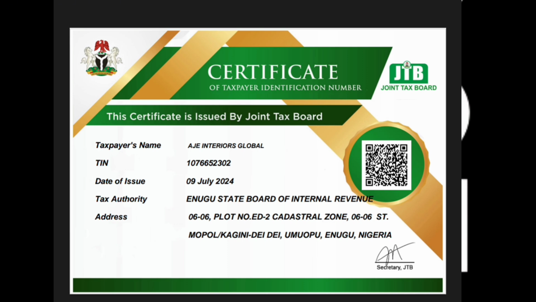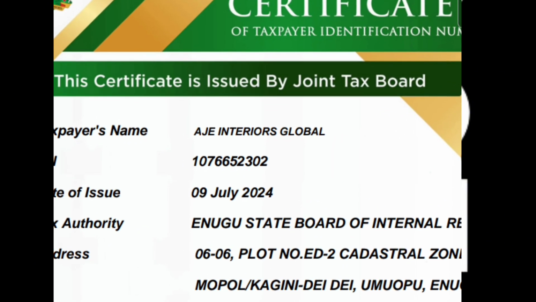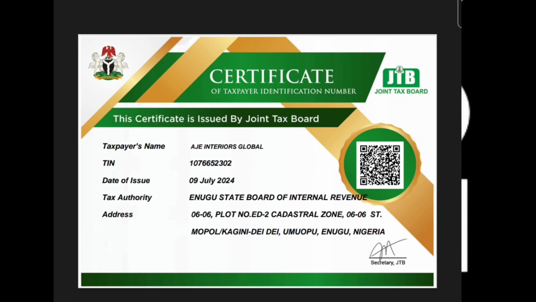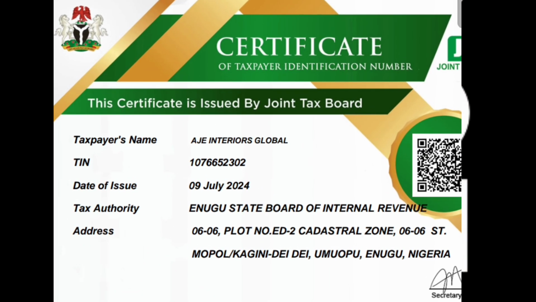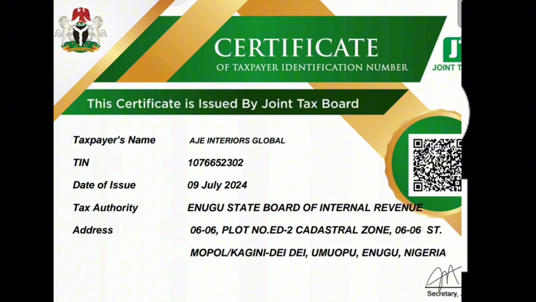In today's video, I'm going to be teaching you how to register your TIN certificate online, which is your taxpayer identification number. As you can see here, this is a date of 09 July 2024. This is a new TIN certificate that was issued by the Joint Tax Board. So without further delay, let's dive into the video.